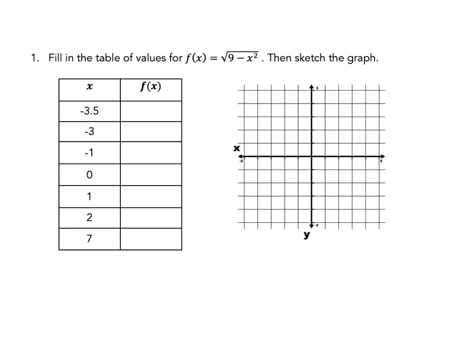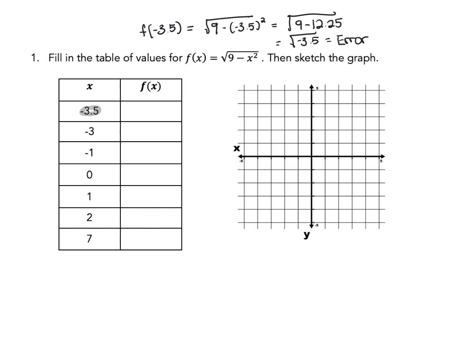The way this works is we're going to take this value and plug it in for x. So we get the square root of 9 minus negative 3.5 squared. So that's going to be the square root of 9 minus 12.25. So now that we have the square root of negative 3.5, this is going to be an error because we can't take the square root of negative numbers. Now we're going to do the same thing. So why don't you go ahead and do this for the negative 3.5, negative 1, 0, 1, and 2.